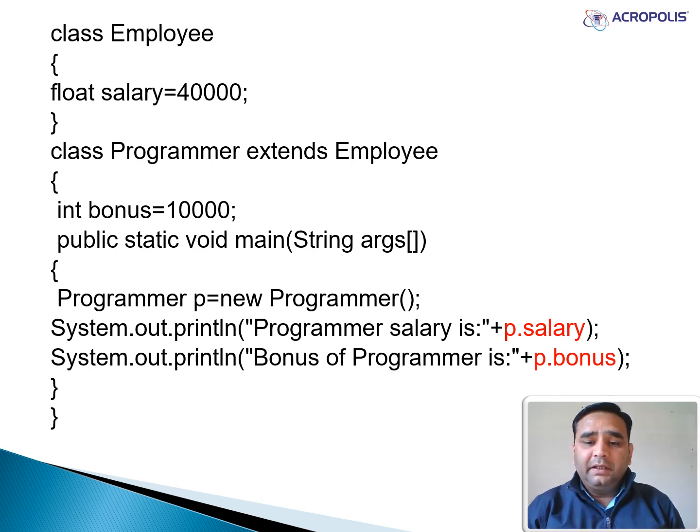So here we can see that with the help of this programmer class, we can access the salary as well as bonus. Both these salary and bonus data members, although salary is not a direct member of this programmer class, we can access this salary with the help of the programmer class object, because we have used the concept of inheritance, or we have extended that employee class in the programmer class. So this is an example of inheritance in Java.